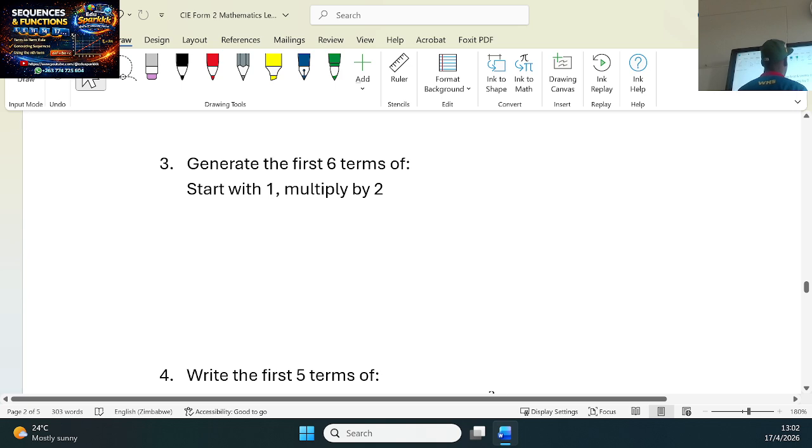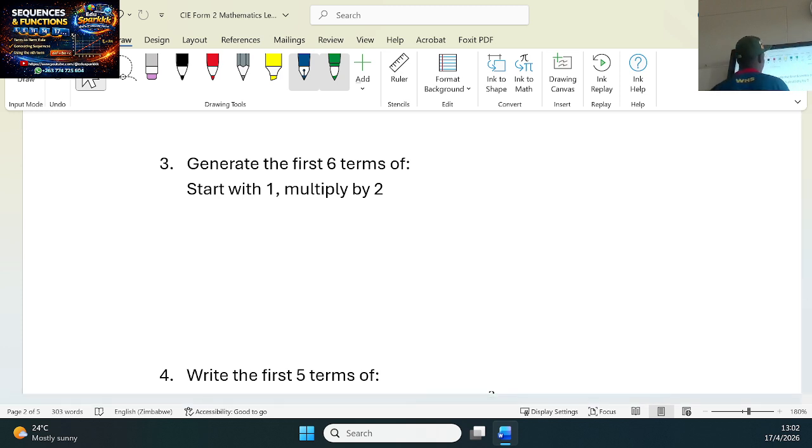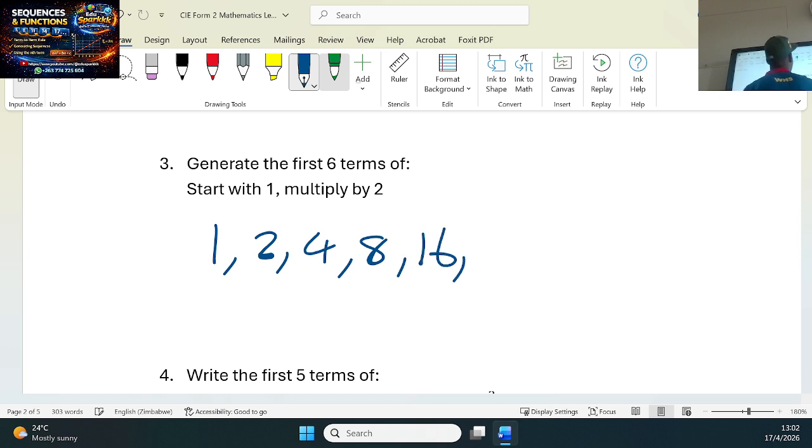Generate the first 6 terms of this given sequence. We start with 1 multiplied by 2. So starting with 1, we have 1 multiplied by 2, we have 2 multiplied by 2, 4, 8, 16, 32. I think they are now 6, and we say it continues like that.